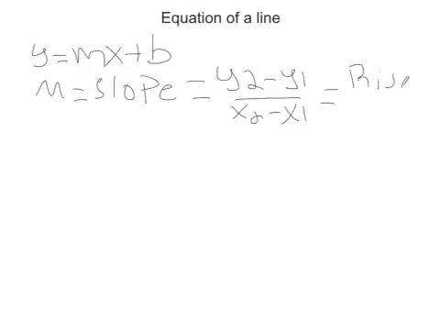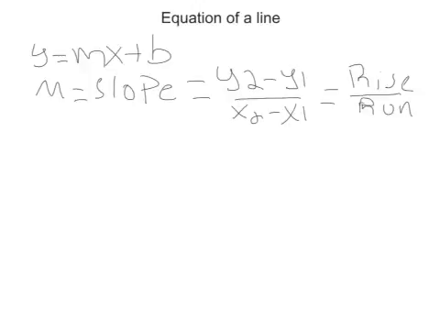rise over run, which shows the number above is going to show how many times it goes up, and the number below represents how much it is going to move to the sides.